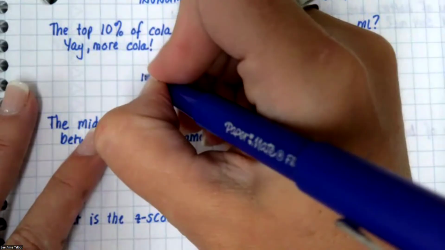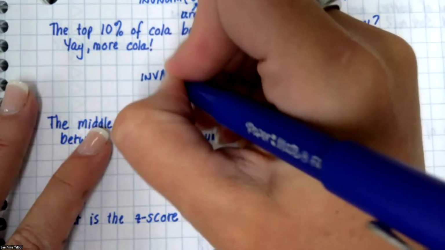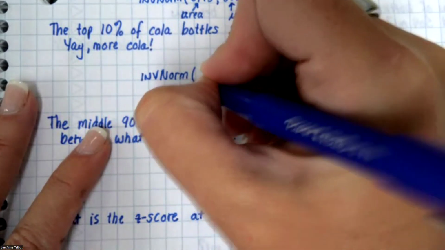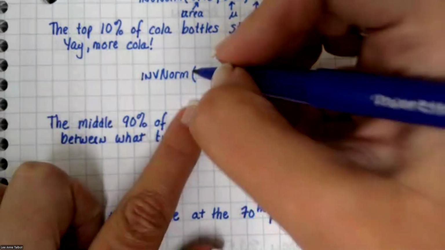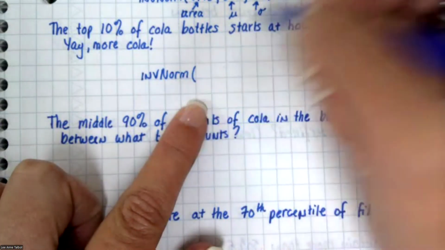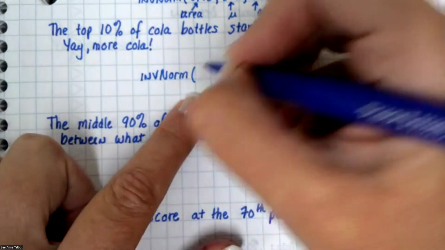Okay, so if you have the older calculator, this is where you're going to have to start thinking with your brain. No, not thinking with my brain, Mrs. Salvit.